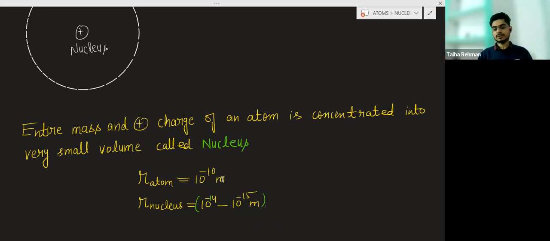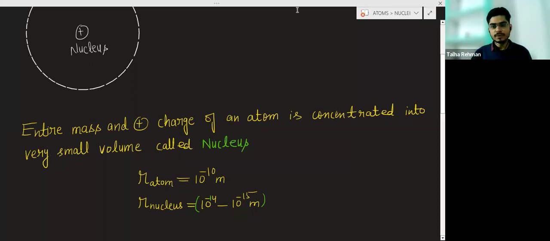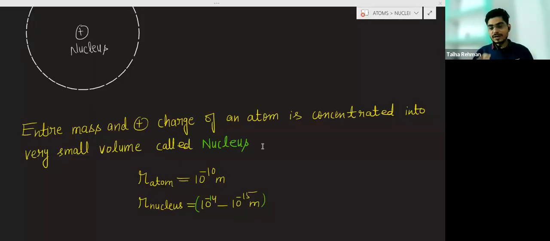If we compare this size with an example, I am sitting in a room, and this is the tip of my pen. If the tip of my pen is the nucleus, this room is the atom. So now you can observe and understand that the atom is much bigger in size as compared to the nucleus.